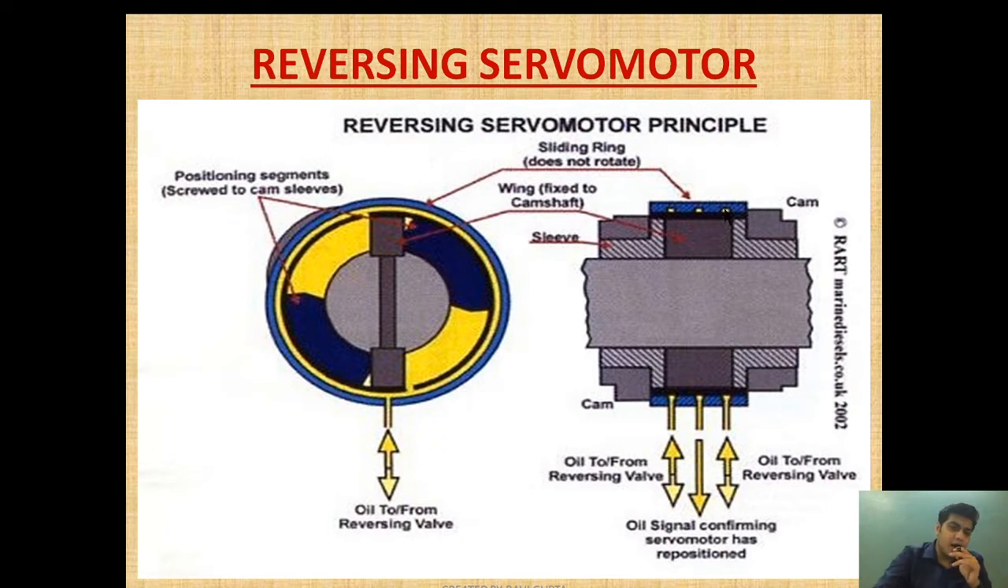Now let's see what the parts are. As you can see, this is the wing, this is the wing, this part. Okay, and this is called the sleeve, this is called the sleeve. Each cam is attached to a sleeve. The fuel pump cam is attached to the sleeve, and as the sleeve moves, the fuel pump cam moves.